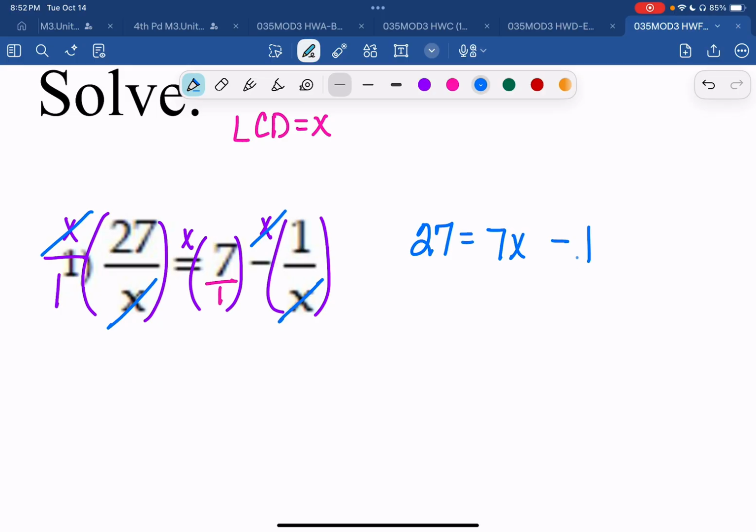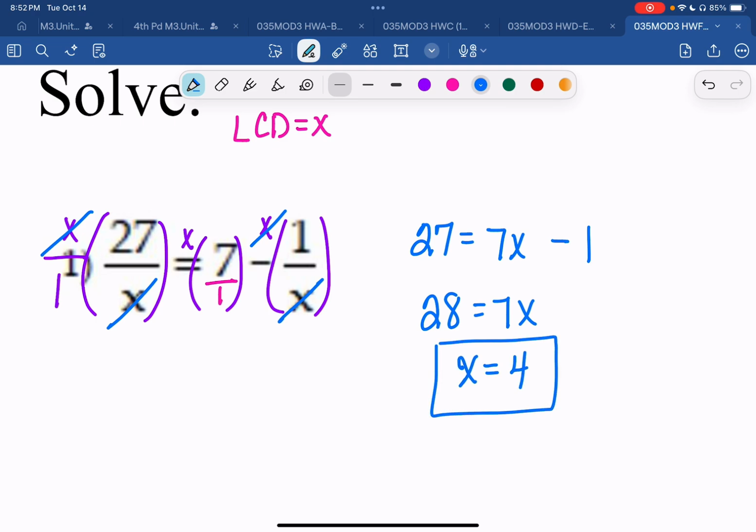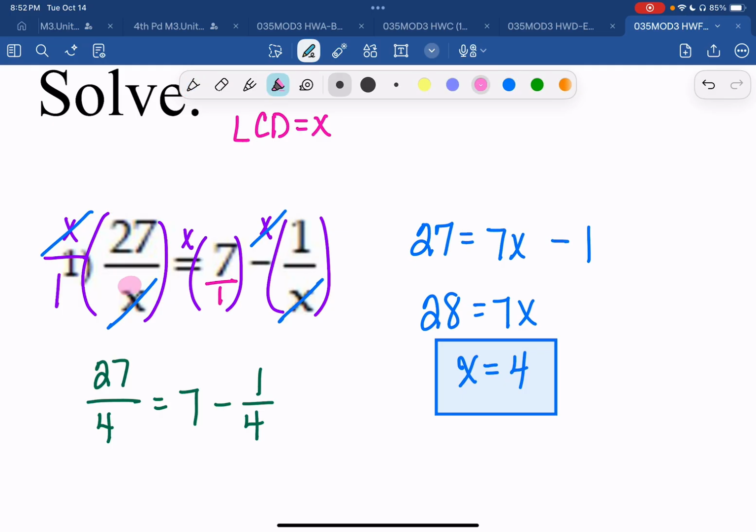Now I have a pretty basic equation to solve. I'm going to add 1, divide by 7, and so x equals 4. Now, if I take this 4 and plug it back in, it should work, right? So I would solve that, check my answer. We would simply do this. And does that work? Right? That's what we're checking. Another thing that you're really looking for when you're checking is if you plug it in the denominator, does it give you a 0? Okay.